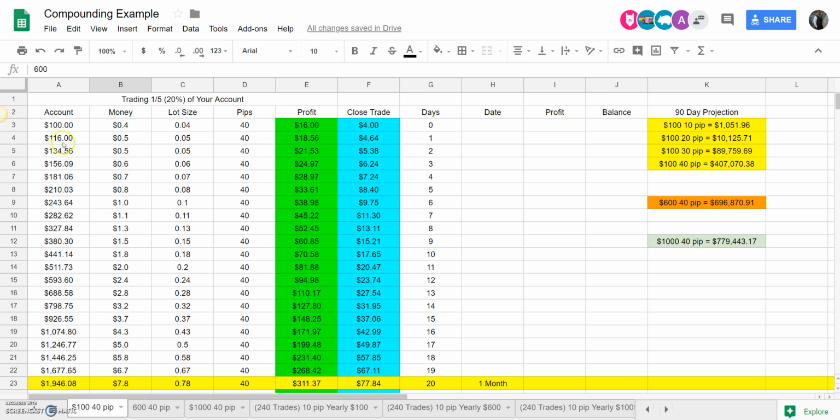So once you reach that new balance, now your lot size should be 50 cent and so on and so forth. 50 cent, 40 pips, $18.56. That's added to your new balance. Now your balance is $134.56, and you're still at 50 cents.